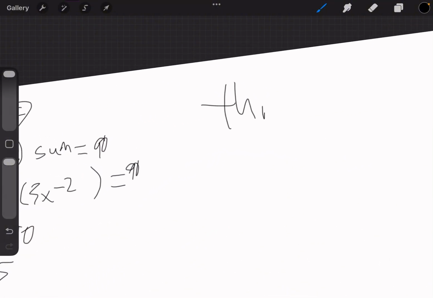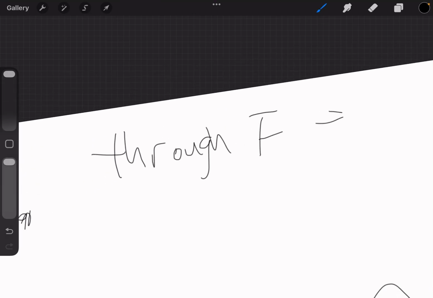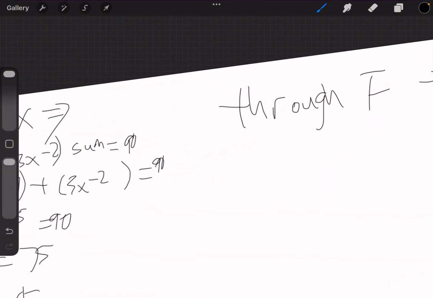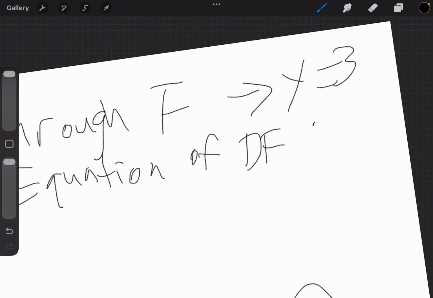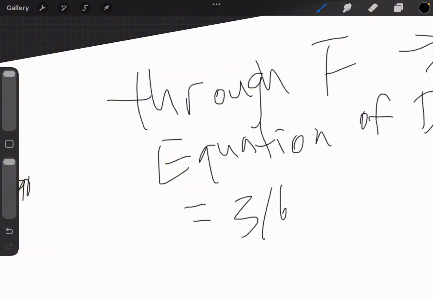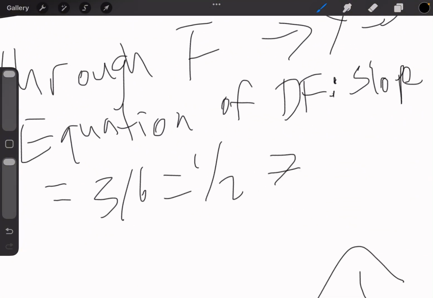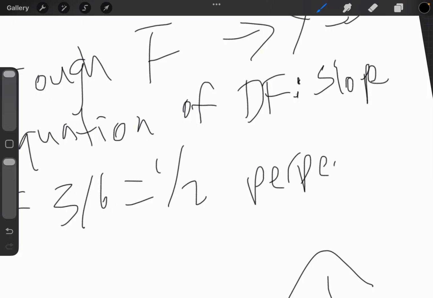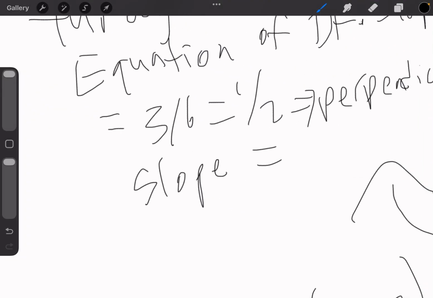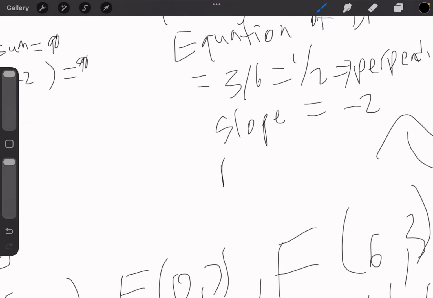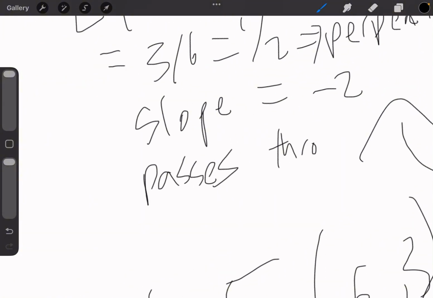Okay, and then through F it's y equals 3, and then the equation of DF has slope equal to 3 over 6, which is 1/2, and then the perpendicular slope equals -2 and passes through E, which is (0, 7).